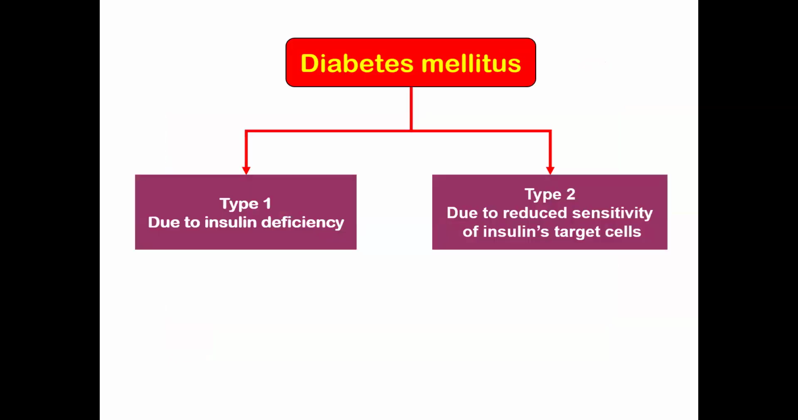So there are two types, type 1 and type 2. In type 1 diabetes mellitus, the problem is deficiency of insulin or lack of insulin due to damage of the beta cells in the pancreas. Whereas in type 2, the beta cells are perfectly normal. They are secreting a normal amount of insulin, but the target cells are not responding. They have become resistant to the action of insulin, and there is reduced sensitivity to insulin in the target cells. So this forms type 2 diabetes.